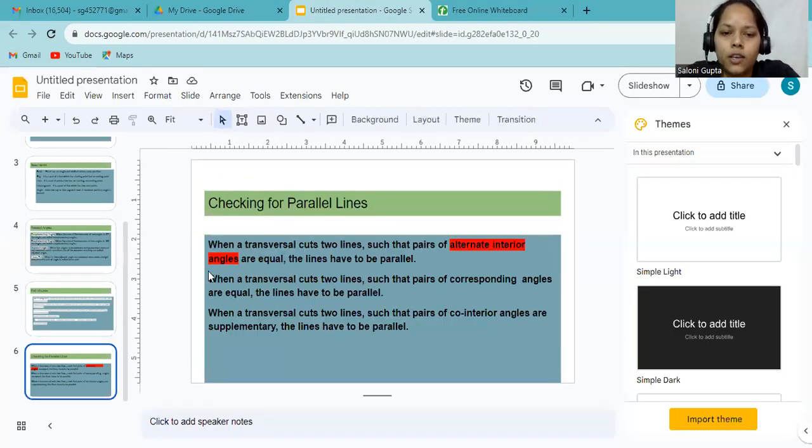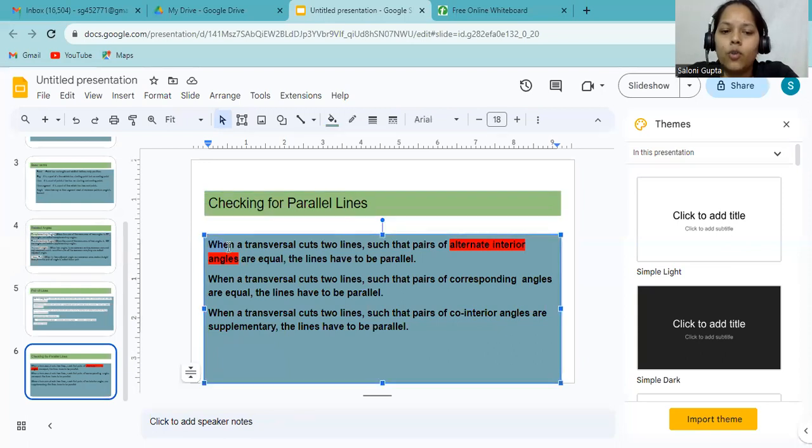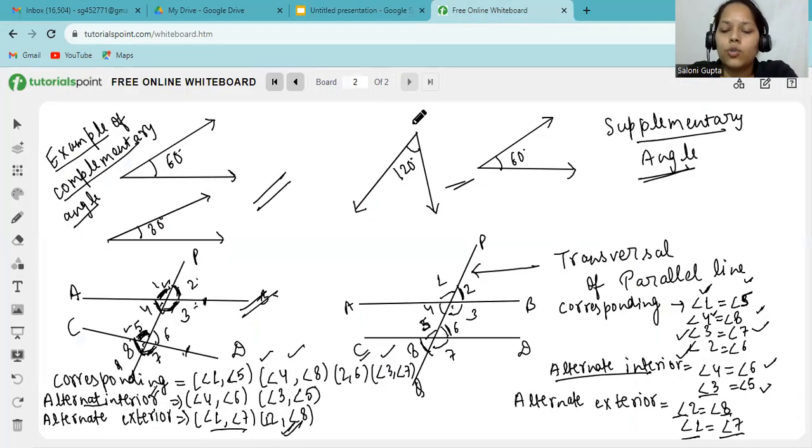Now, how can we check for parallel lines? There are three conditions, or we can say in three ways I can prove that the lines are parallel. If I can prove that the corresponding angles are equal, then I can say that the lines are parallel. And if I can prove that the alternate interior angles are equal, then also I can say that these lines are parallel. And if I show that the co-interior angles are supplementary, then also I can say that these lines are parallel. So there are three conditions.